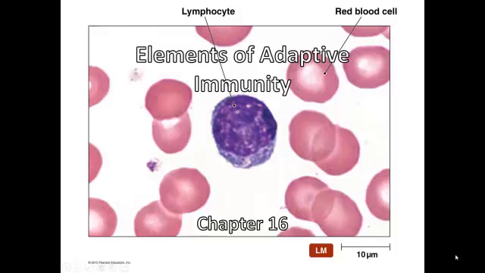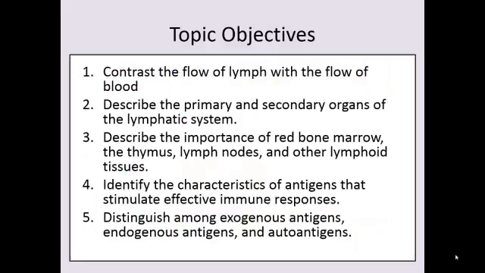Chapter 16, Elements of Adaptive Immunity. There are quite a few learning objectives for this topic, so hold on. Contrast the flow of lymph with the flow of blood.